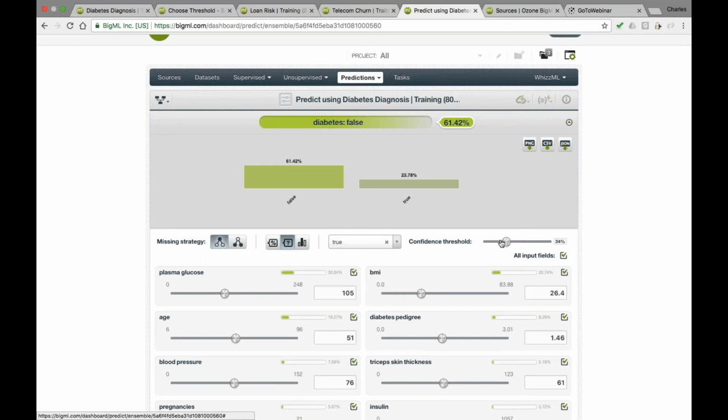If I lower the confidence threshold down to 20%, then the model starts thinking, oh, this person wants to be more aggressive in predicting diabetes. So when it goes below this threshold, I'm going to change my overall prediction to true, even though we're only at 23% confidence. So that's what this confidence slider allows you to do. Again, it's just to be more aggressive in predicting a given class. In this case, diabetes is true.